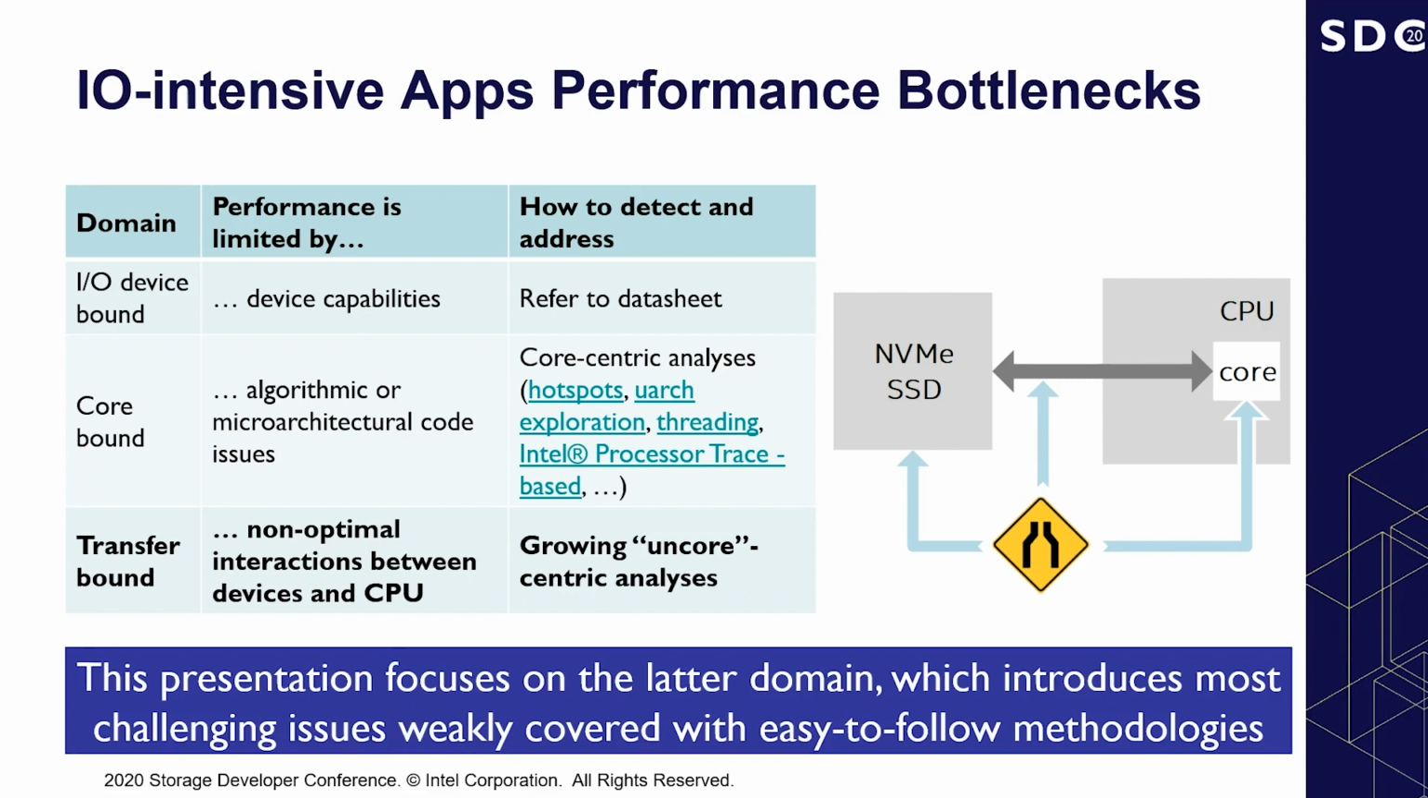And the third domain is called transfer bound. In this case, the performance is limited by non-optimal interactions between CPU and device. This presentation focuses on the transfer bound domain, which appears most challenging for performance debugging and tuning.